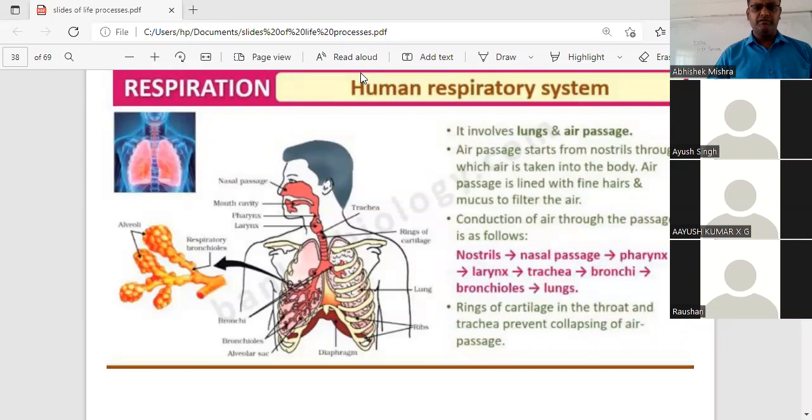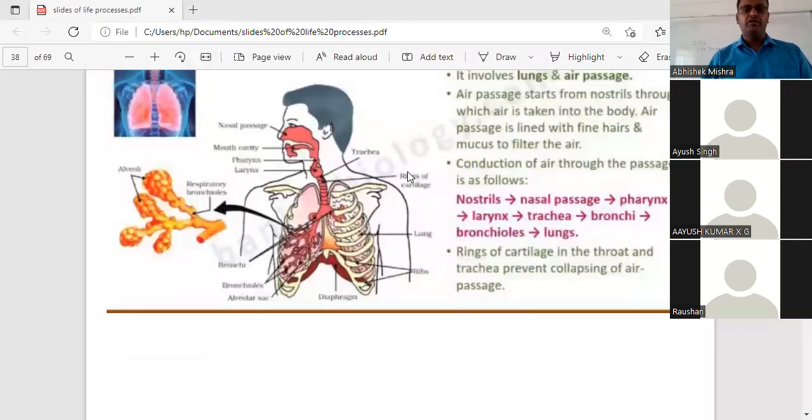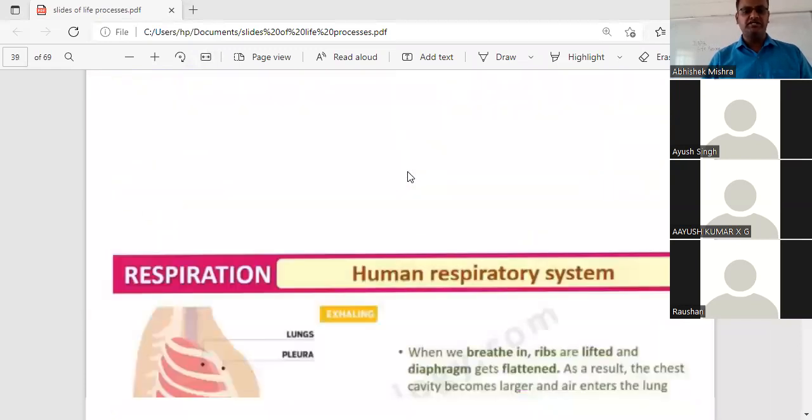Okay, Ayush Singh. Ayush, again unmute yourself for exhalation. Yes, sir. Sir, the opposite happens in exhalation, when we give out air, our ribs move inward and downward, and the diaphragm expands outward and upward. Okay. The volume of the thoracic cavity decreases. Okay, fine. Yes, correct. Well said. So this was, students, about inhalation and exhalation.